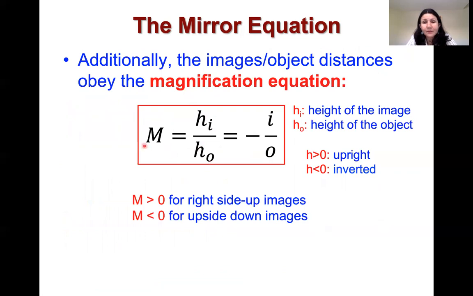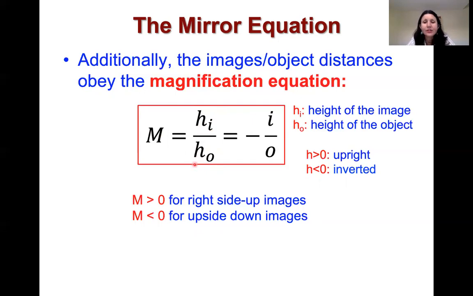So when m is bigger than 1, or the magnitude of m is bigger than 1, that's important, that means the height of the image is more than the height of the object, so your object is magnified. The image is bigger. I'm saying absolute value because this quantity can be negative or positive, and I'll talk about that shortly. When the absolute value is less than 1, that means the height of the image is smaller than the height of the object, and the image is demagnified. It's shrunk. The object appears to be shrunken.